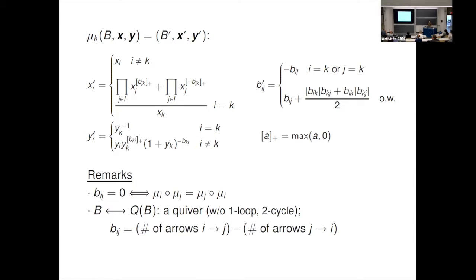And moreover, a skew-symmetric matrix B is related to a quiver without loops and two-cycles. And the relation is given by this formula. So the ij entry b_ij of B is the number of arrows from vertex i to vertex j in the quiver, minus the number of opposite arrows. So it means that for two-cycles, b_ij should be zero. In this way, we cancel the two arrows in opposite directions.